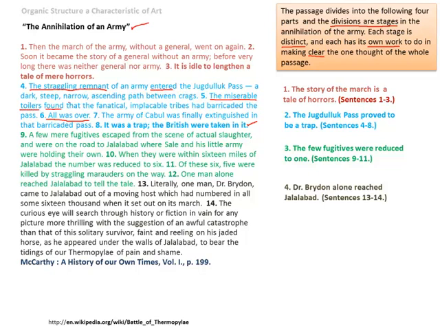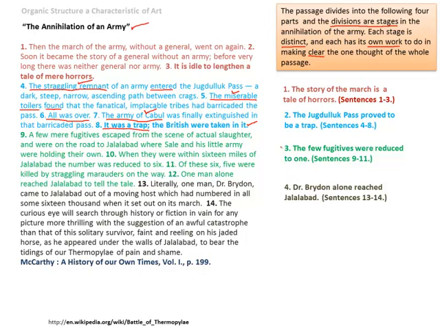There's kind of a parallelism to these 2 sentences, which means the structure or the syntax of this sentence is very similar to this one, but he's referring back to the straggling remnant. He said they entered the pass. Now he's going to talk about what happened when they entered. They found a barricade that had been set up by the tribes. And then they summarize and say all was over. It says the army of Kabul. So straggling remnant, miserable toilers, army of Kabul, all referring to the same group, was finally extinguished in that barricaded pass. It was a trap. Another summary sentence. And then the British were taken in that trap, or in it.